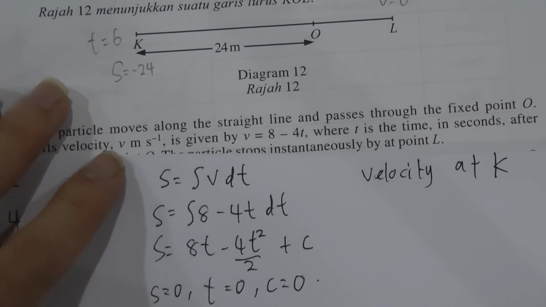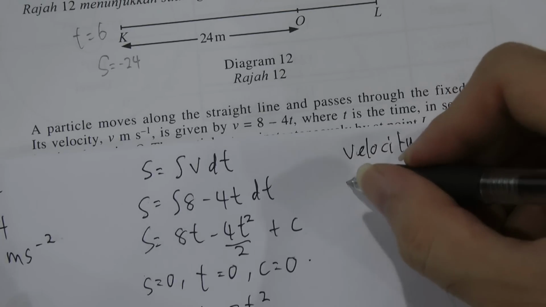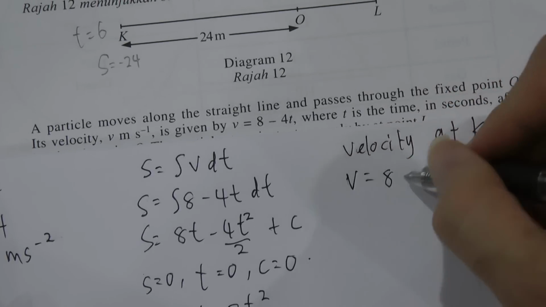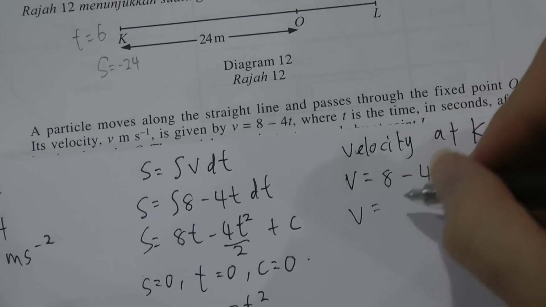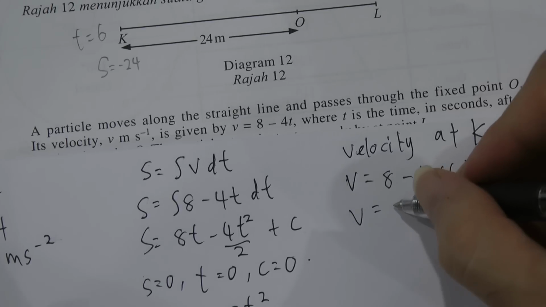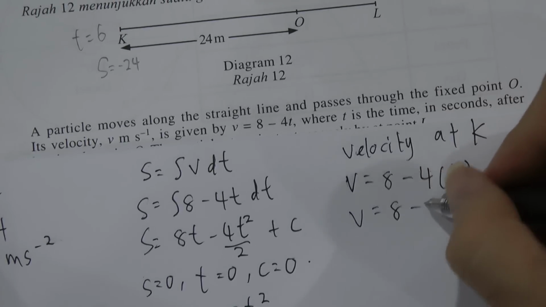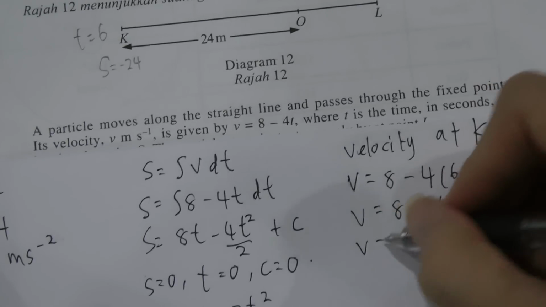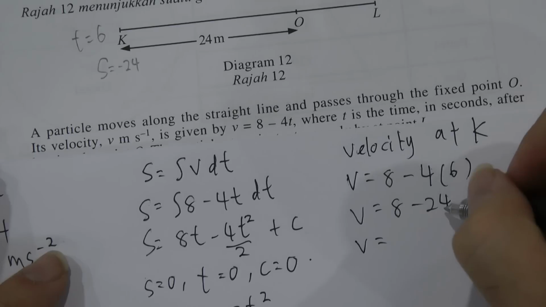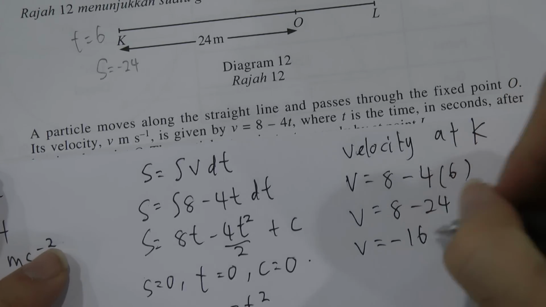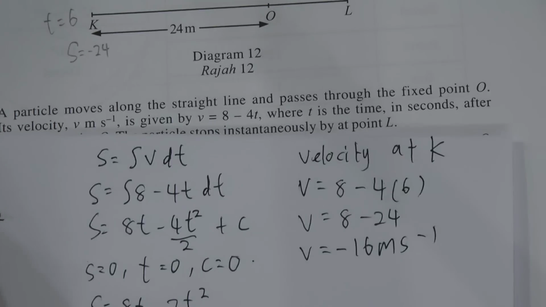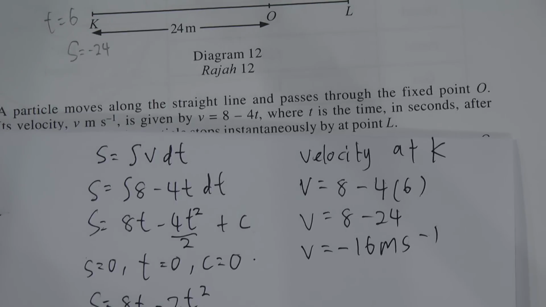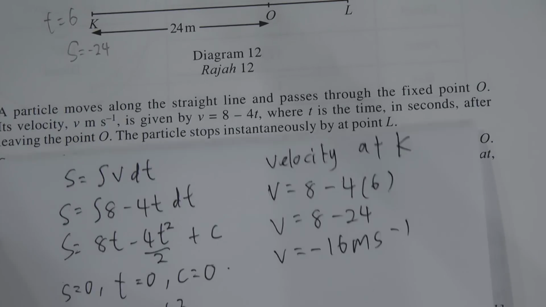So velocity at K is very simple. We substitute into the velocity formula. V equal to 8 minus 4t. T is 6 here, so V will equal to 8 minus 24. So V will equal to, okay, this one you will get negative 16 ms negative 1. So therefore you can get negative 16 ms negative 1. I think yes. Okay, so understand.